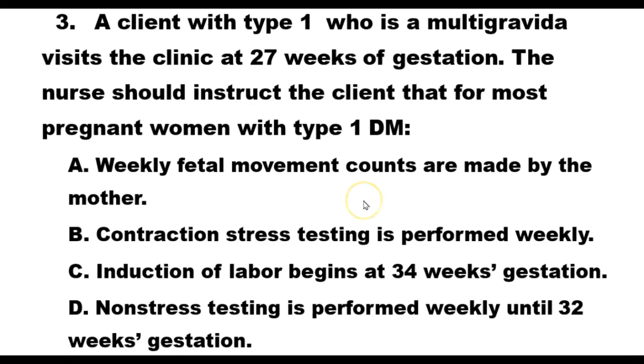The correct answer is D. Why? Pregnant women with type 1 diabetes mellitus are at increased risk for fetal complications. Non-stress testing is recommended weekly starting at 28 weeks of gestation and increased to twice a week at 32 weeks to monitor fetal well-being. So the correct answer is D.